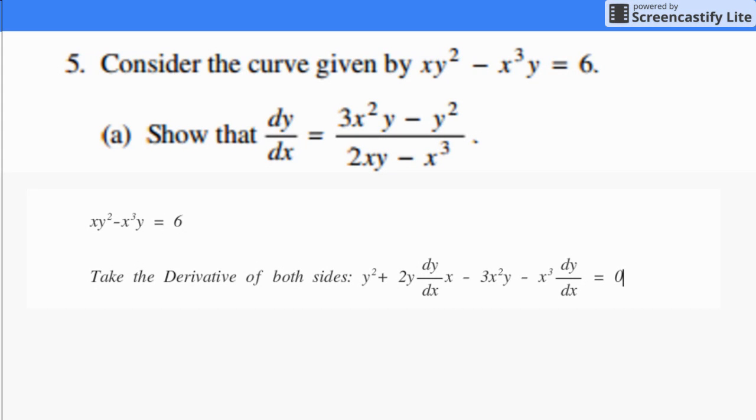So first we're going to rewrite our function, and then the first step is to take the derivative of both sides. Keep in mind that when you take the derivative of x, that's just going to be 1. So it'll be 1y squared plus 2y dy/dx times x, minus 3x squared y minus x cubed dy/dx equals 0. And I apologize for the cursor left in on that screenshot, but that's just 0.